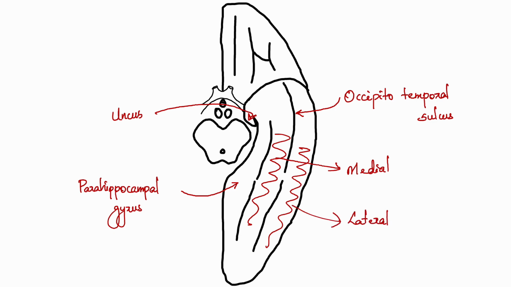This gyrus is continuous around the inferolateral margin of the hemisphere, that is around here, with the inferior temporal gyrus. Now we can see the calcarine sulcus, these two are parts of the calcarine sulcus on the inferior aspect of the cerebral hemisphere.